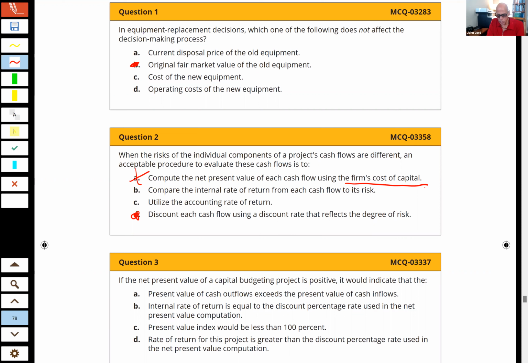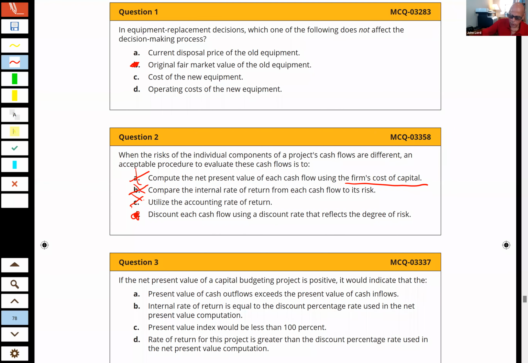B, compute the internal rate of return from each cash flow to its risk. And I have to be honest with you, I don't even know what they're talking about there. C, utilize the accounting rate of return. That's not going to adjust that. D, discount each cash flow using a discount rate that reflects the risk. Yeah. So maybe for the first few years of the project, we use one discount rate. For the back end of the project, we use a different, probably higher rate as the project goes on into later years.